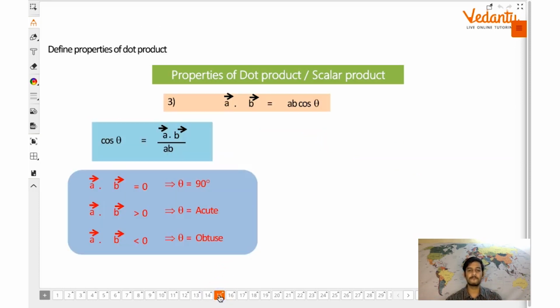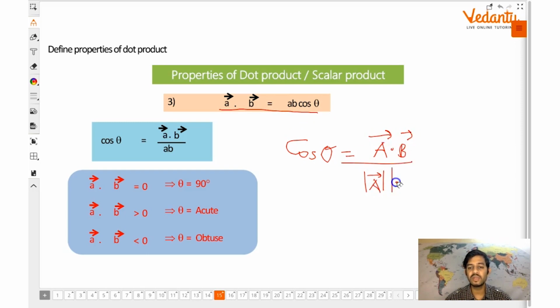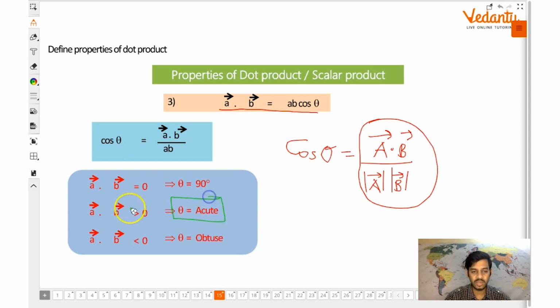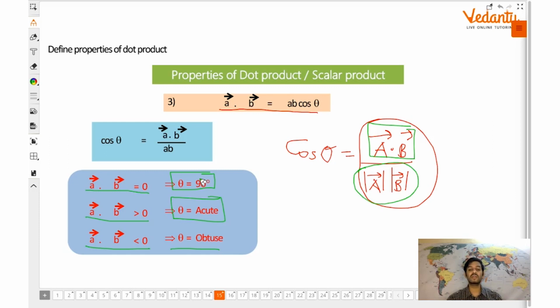Chalo, next important property. A dot B equals AB cos theta. On the basis of this, you can write cos theta equals A dot B upon mod A and mod B. So if this is positive, cos theta positive, that means the angle is acute. Now see, mod A and mod B will always be positive, so the sign finally comes from A dot B. So if A dot B is positive, the angle is acute. A dot B is negative, the angle is obtuse. And if A dot B is 0, the angle is 90 degrees, that means the two vectors were perpendicular to each other.